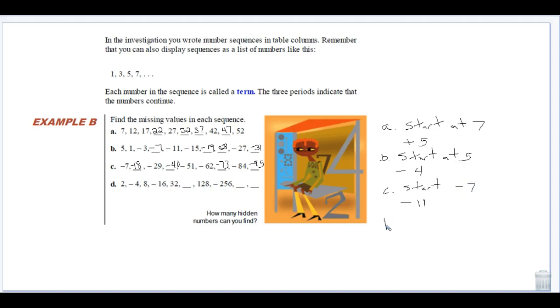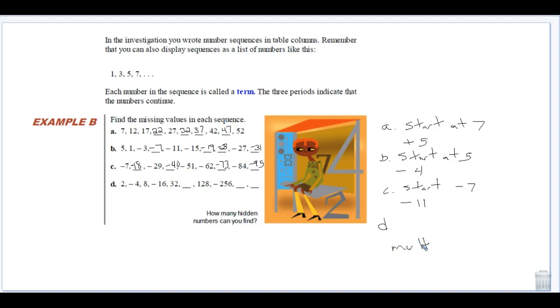All right, and then part D: 2, negative 4, positive 8, negative 16. So that means I'm going positive to a negative to a positive to a negative to a positive. It looks like the sign is switching every time, which means I'm probably multiplying by negative 1 at least to make sure that sign switches. And if they were all positive, 2 times what is 4? Well, that's times 2. 4 times 2 is 8. Times 2 is 16. So it means I'm going to be multiplying by 2.